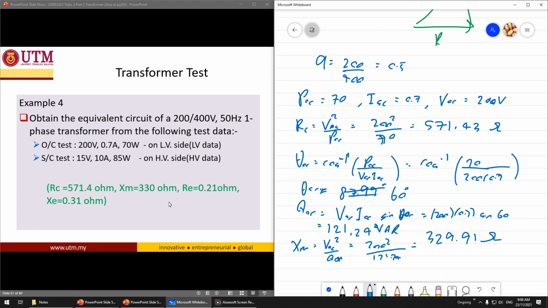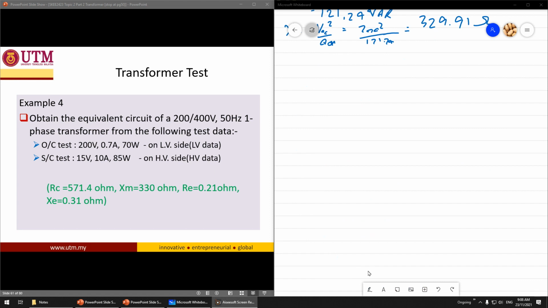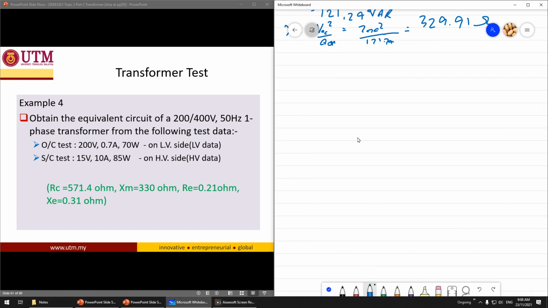Now we continue with short circuit test. Okay, let me adjust this first. Okay, now we move on to the short circuit test. This one can be a little bit confusing, okay, because it wants to find the high voltage data. Okay, so how to calculate this?